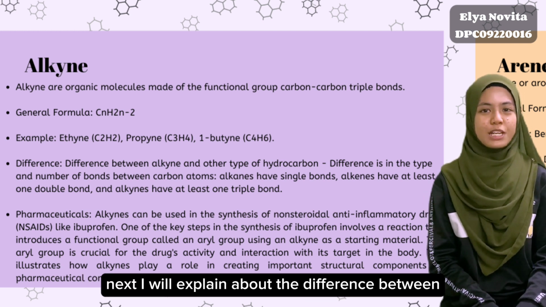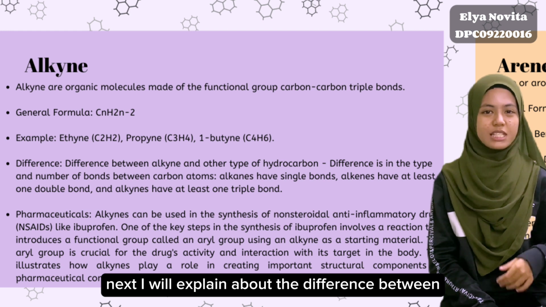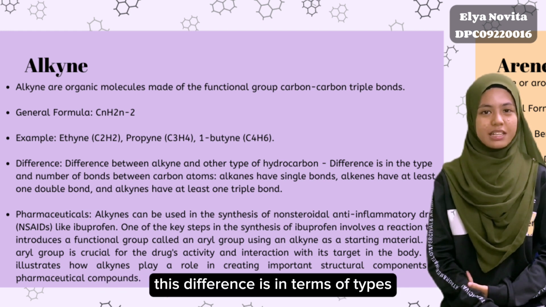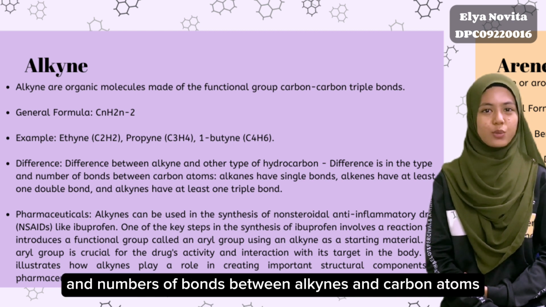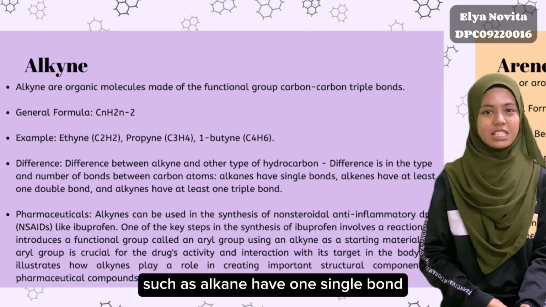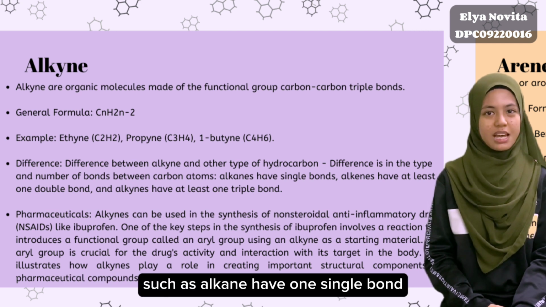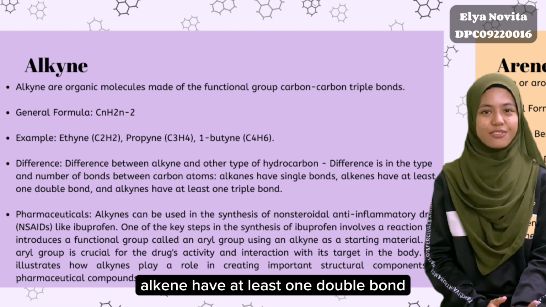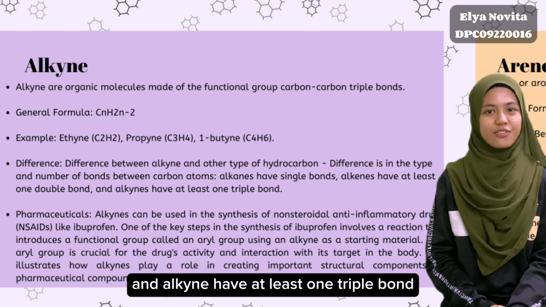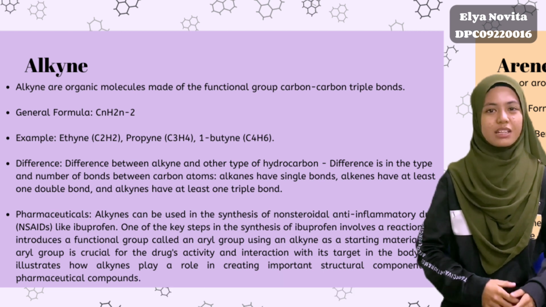Next, I will explain about the difference between alkynes and other types of hydrocarbon. This difference is in terms of types and numbers of bonds between carbon atoms. Such as alkanes have single bonds, alkenes have at least one double bond, and alkynes have at least one triple bond.